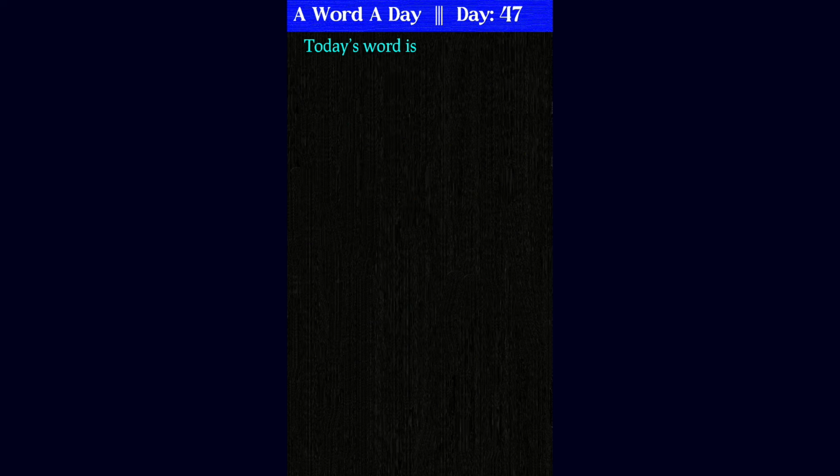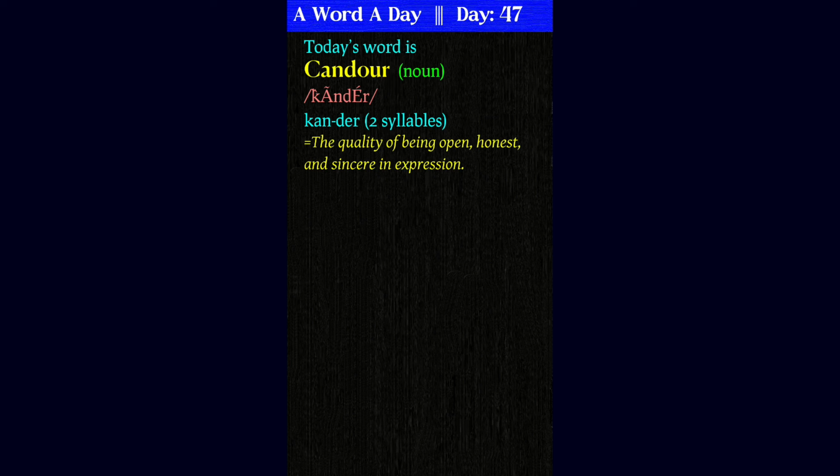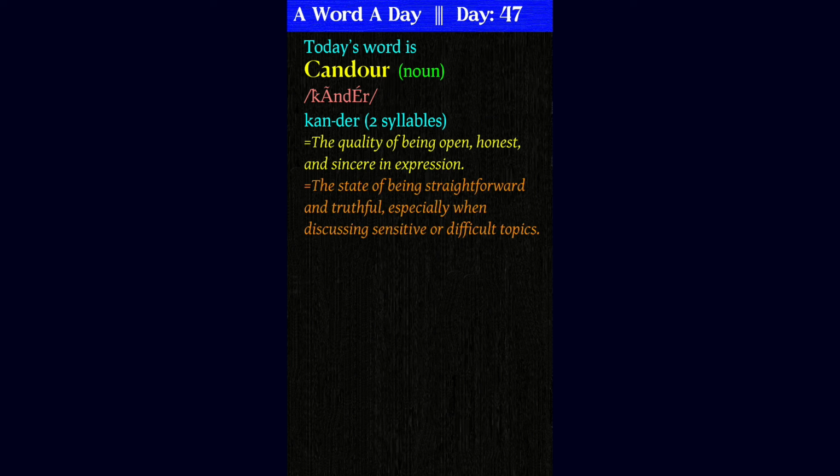Day 47. Today's word is candor. Candor. 2 syllables. Candor is a noun. Candor means the quality of being open, honest, and sincere in expression, or the state of being straightforward and truthful, especially when discussing sensitive or difficult topics.